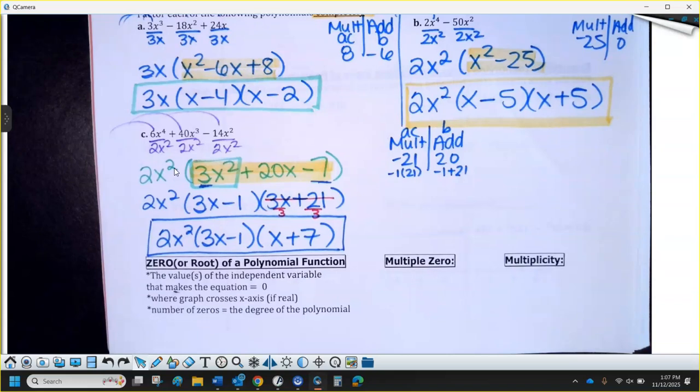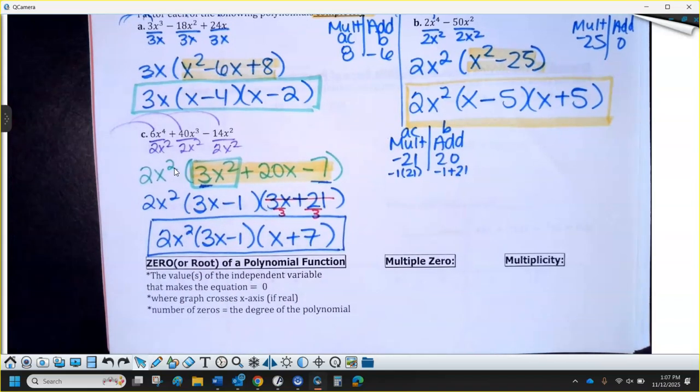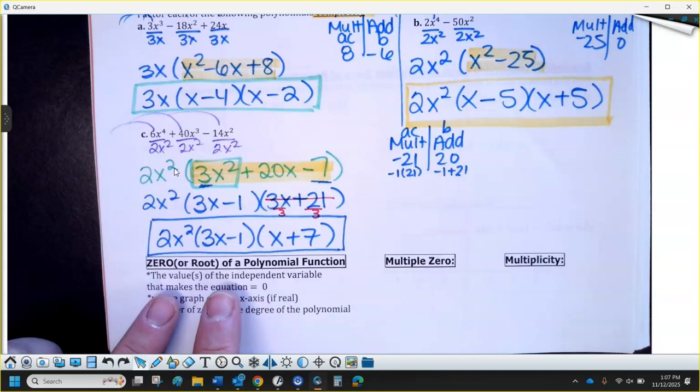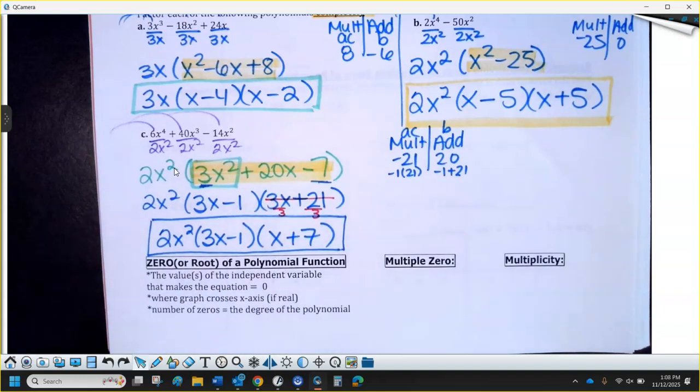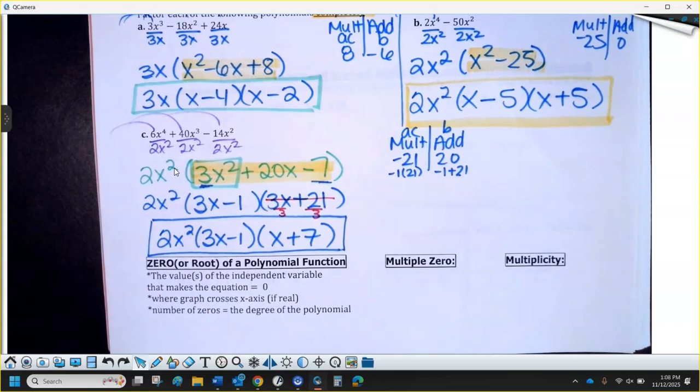Okay, now we're going to talk about multiplicities real quick at the bottom of the page, but we're going to have an application of that on the back. So a 0, or a root of a polynomial, we would actually have an equation. So it would be set equal to 0. These are all polynomials we just worked with, but we didn't have any equations. So we're going to do equations on the back. A 0 is the value of the independent variable. It's usually the value of x that if we were to plug it in would make the equation 0.